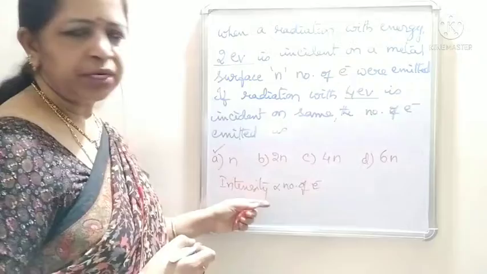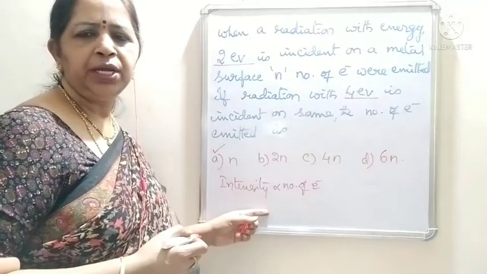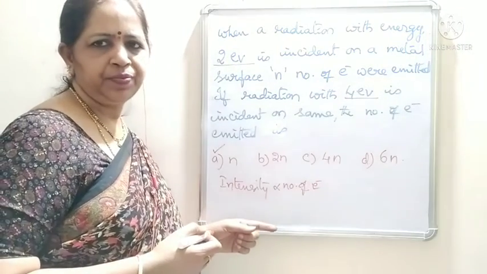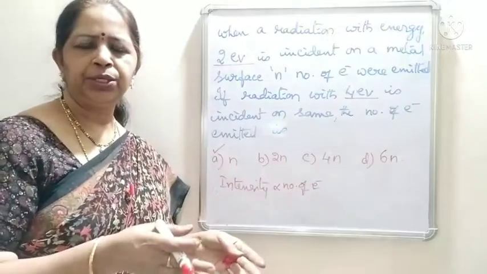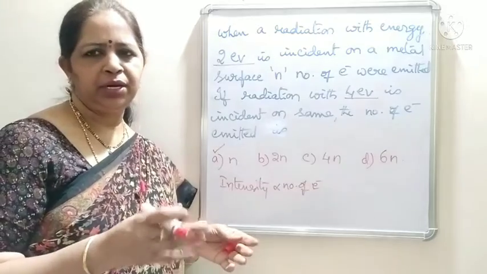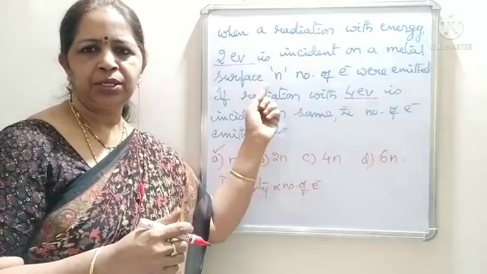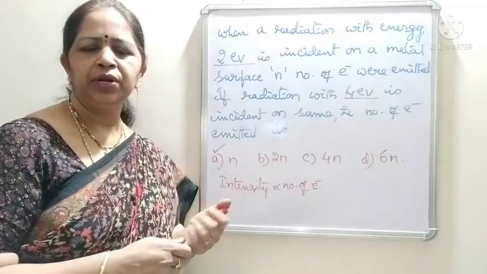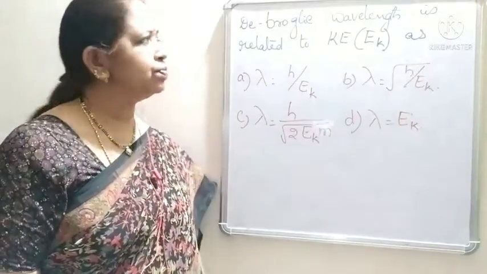Now, what is intensity? Intensity is the amount of radiation falling on unit area per unit time. If the radiation falls on a large area, more number of electrons will be emitted. So here it is the energy which is increased. The energy is nowhere related to the number of electrons emitted during the photoelectric effect. Let us see another question, students.